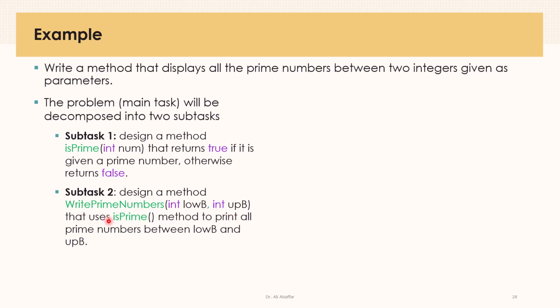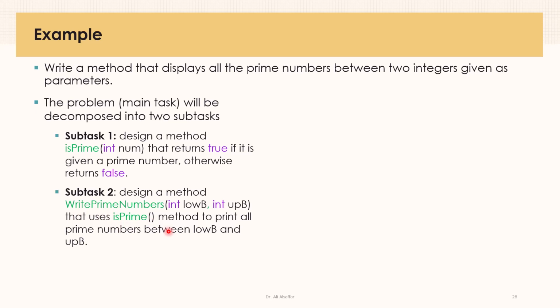This method is going to use the method isPrime that was designed in subtask 1. So it will have a loop. It will go over the numbers from lower bound to upper bound. Any number in this range will be supplied as input parameter to isPrime. If isPrime returns true, then this method writePrimeNumbers will display it on the screen. Otherwise, it will skip it.